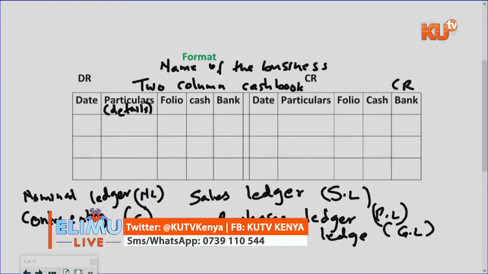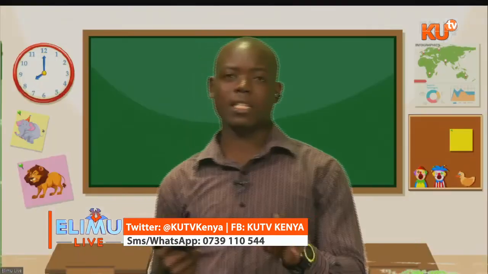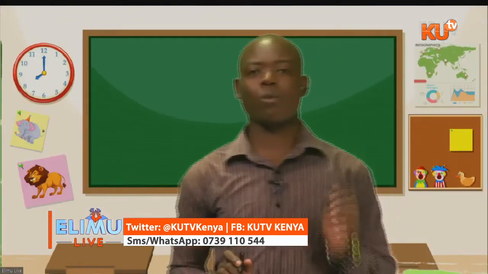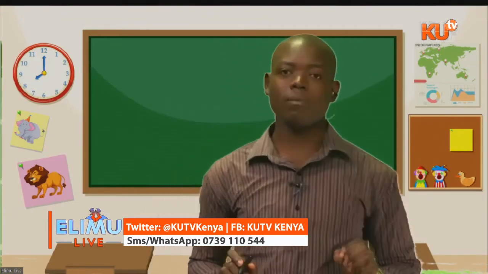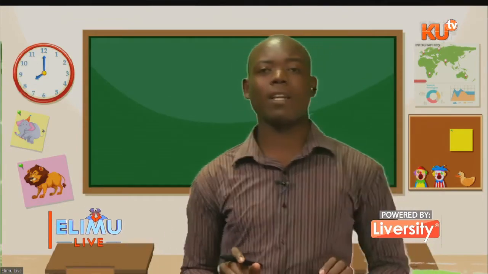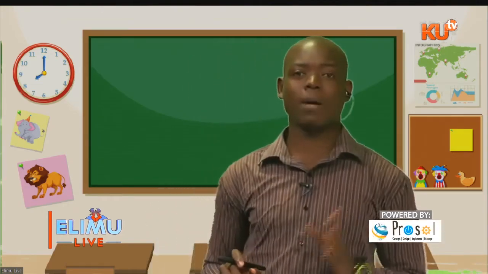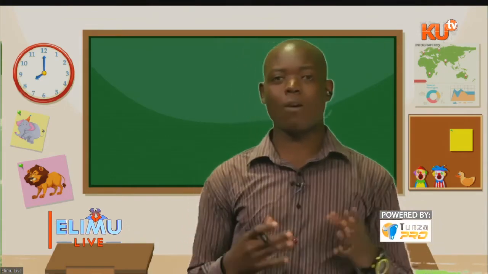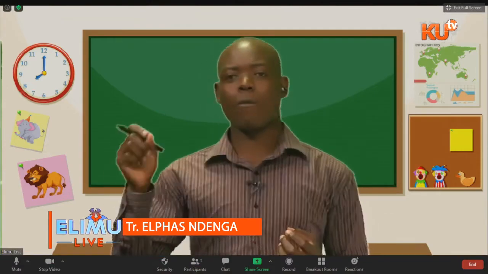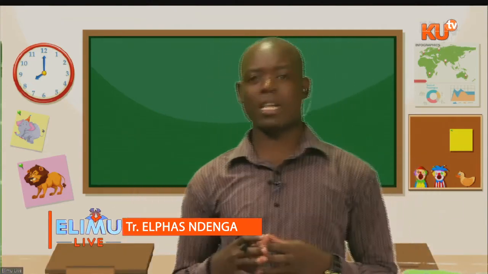So the question is, what is a contra entry? Yes, students, what is a contra entry? A contra entry is simply a transaction that is affecting both cash and bank. If you have a transaction affecting both cash and bank, we call that a contra entry. For example, if you withdraw 10,000 from the bank for office use, it simply means you go to the business bank account, take 10,000, and then take it to the cash account for the same business. Therefore, that is a contra entry.